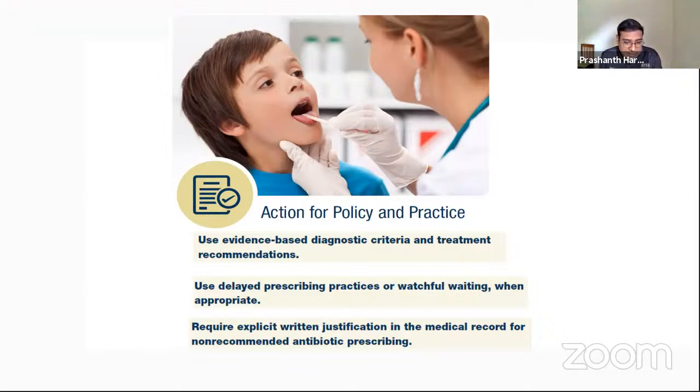The third point would be written justification in the record. So make sure, for example, if you still want to prescribe an antibiotic to a patient who does not have any signs of clinical infection, but just has pain, justify it and make a note, so that a person who's going to be treating the patient later on is aware of that particular condition.